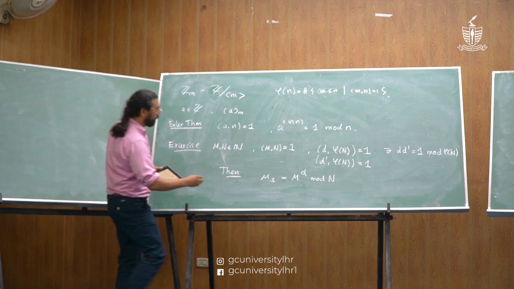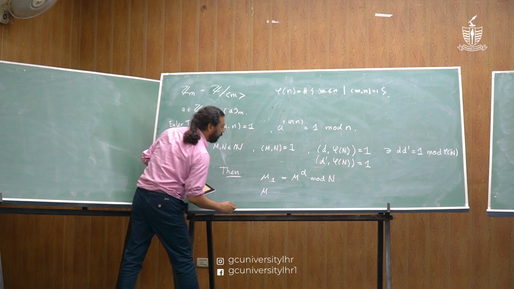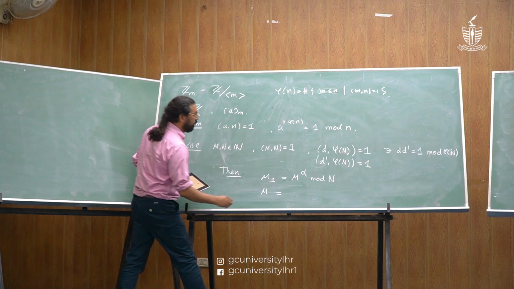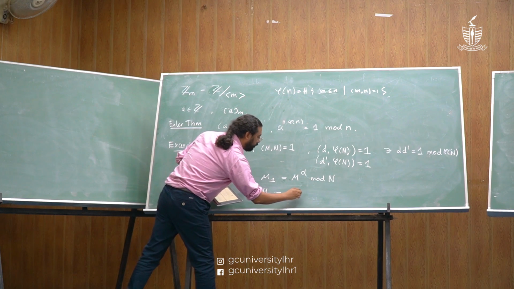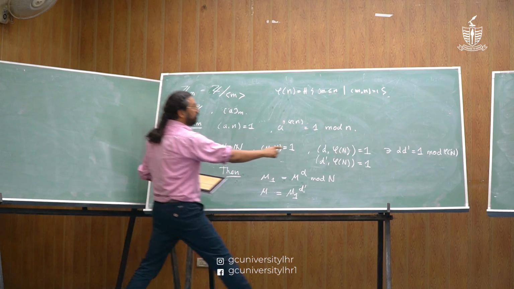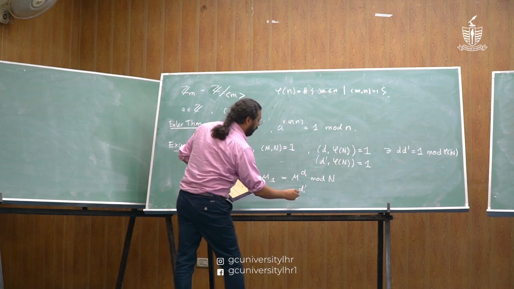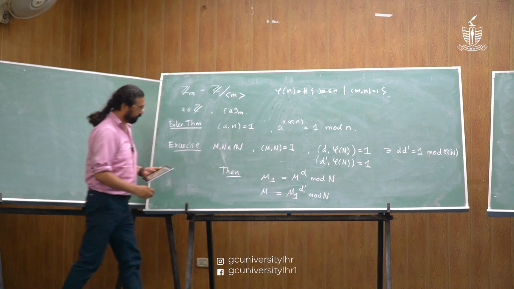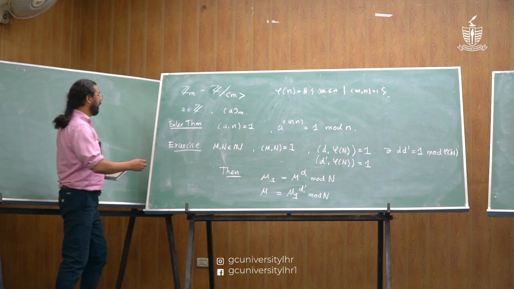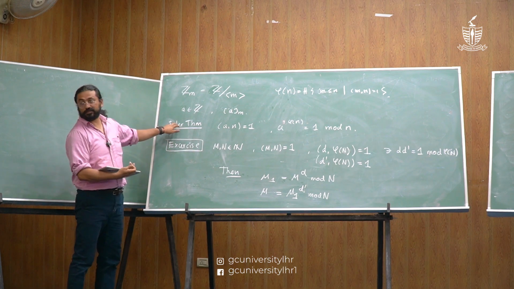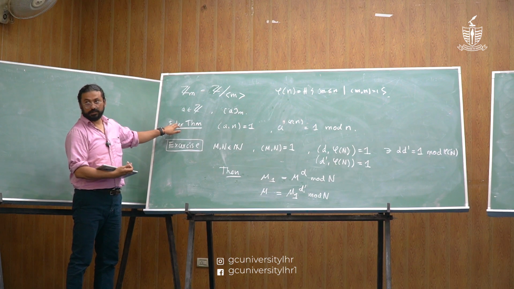The same goes backwards, meaning that m equals n1 to the d' modulo n, because of this equality. So this is an exercise, and to prove this, you have to use the Euler theorem. Okay?